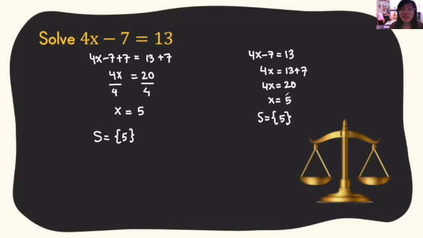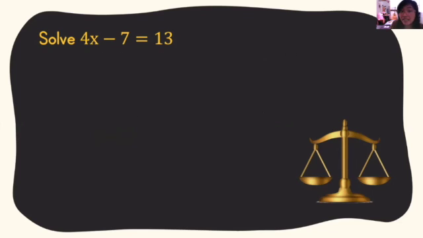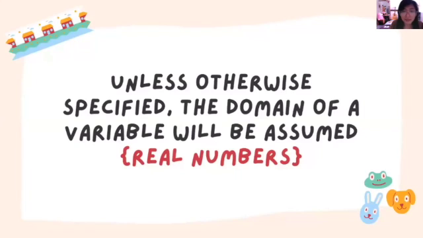Now, writing the solution set depends on the domain of the variable. When it is not stated, we assume that the domain of the variable is real numbers. But it can be something else as well. Now, what does it look like? I will show you in the next example.